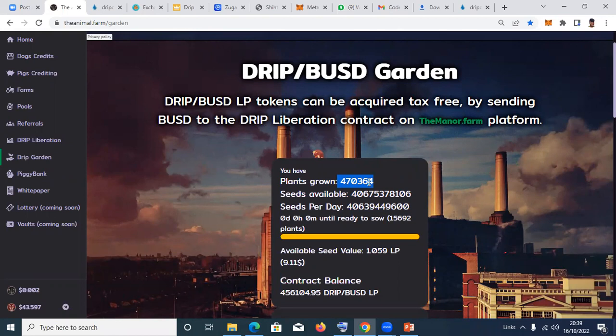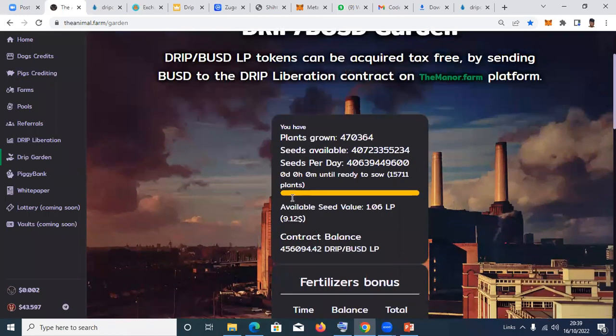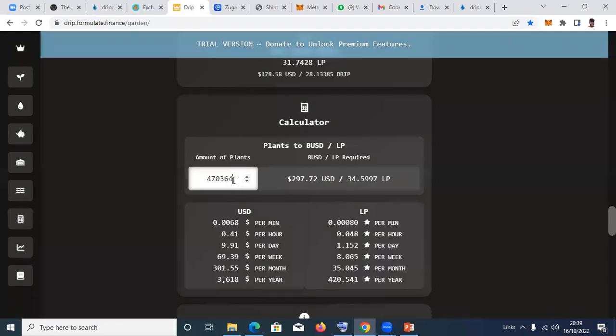I say on this particular account, for instance, this one is 4,364. Now watch here, this is 9.11. As of now we're speaking, it has now grown to 9.25. I can withdraw this money instantly to my wallet. Now this is the Drip Garden. Now what I've just shown you is for the amount of $297.